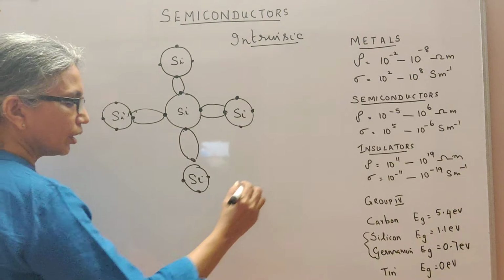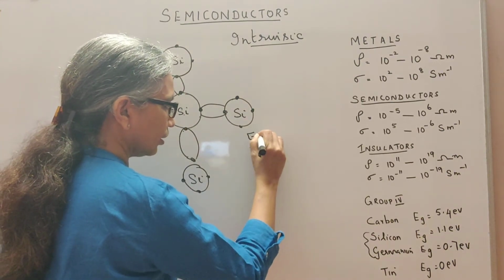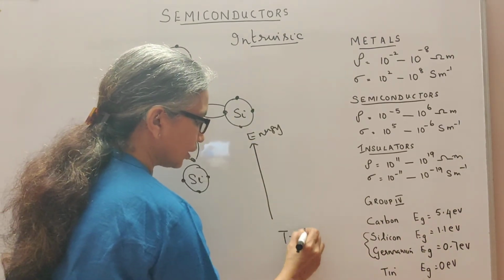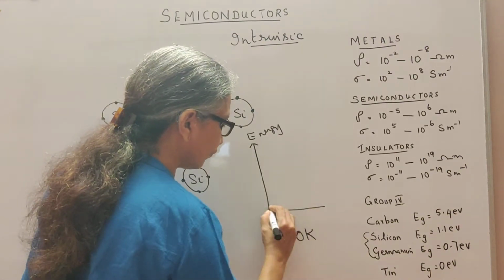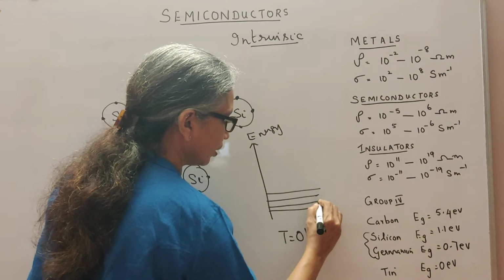So you will see, if I draw the energy band diagram, this is energy here, energy band diagram, at T equal to 0 Kelvin, you will see that you have the valence band here, right? This is the valence band, okay?